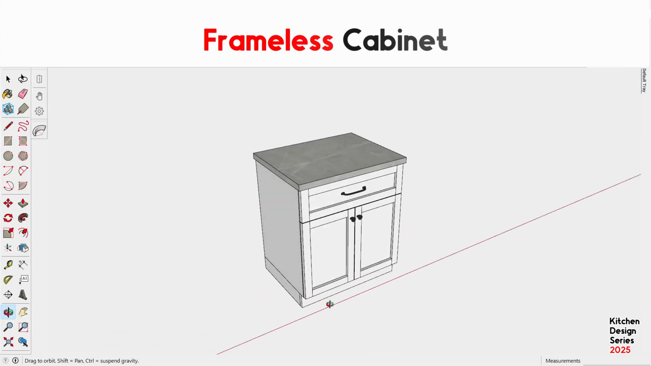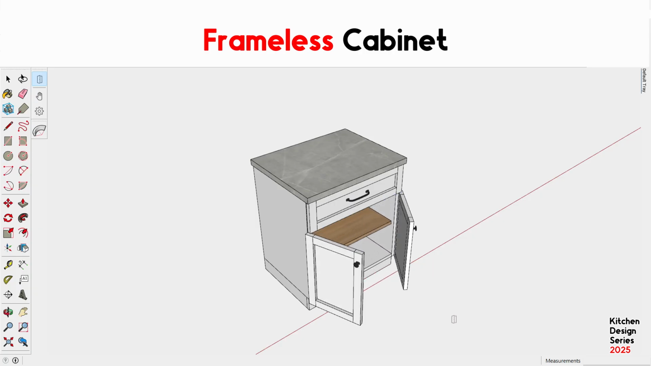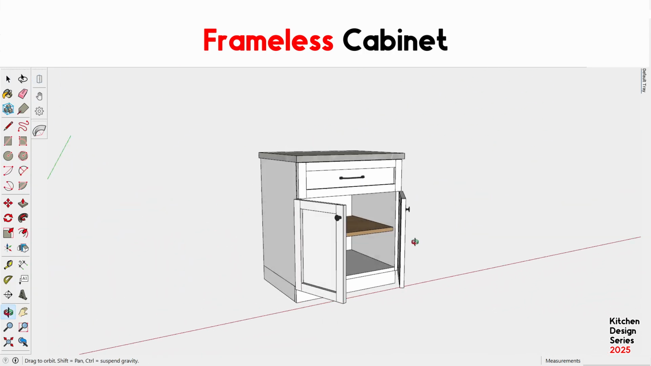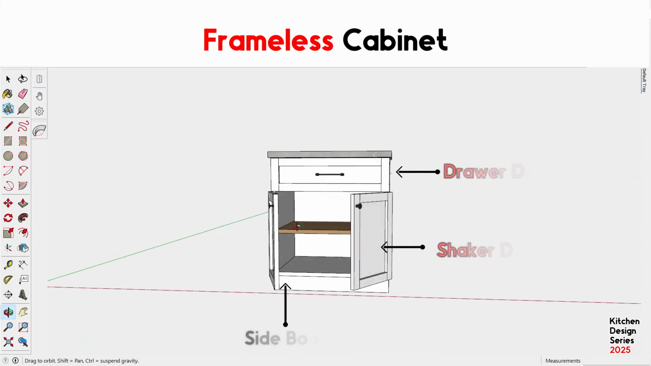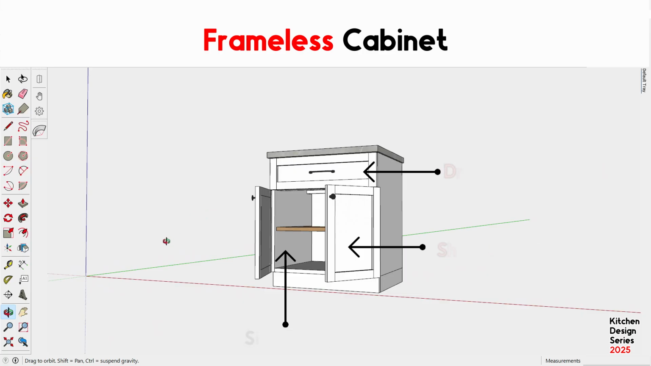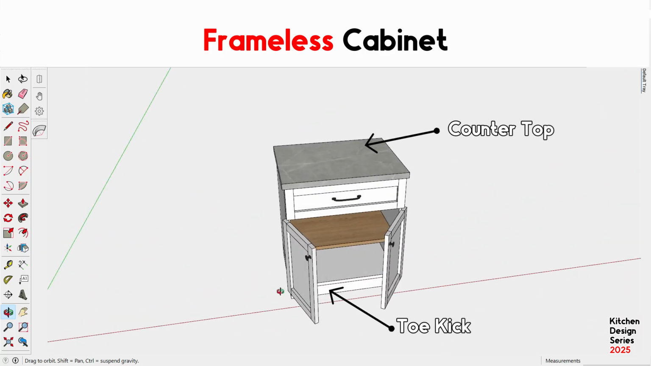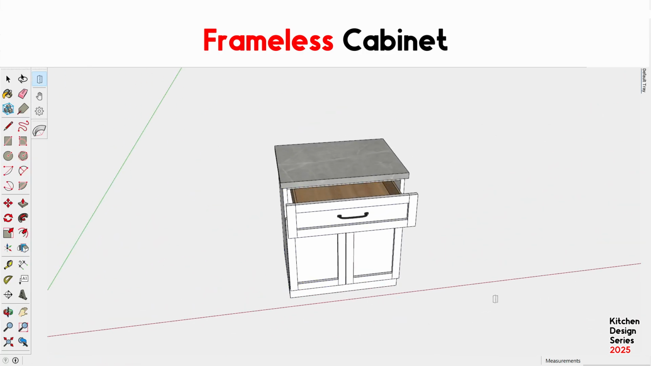The frameless cabinet, which is usually known for most European styles and houses, has the doors attached directly to the box. You have maximum access to your cabinet and it offers a cleaner and more modern look compared to the frame cabinet.